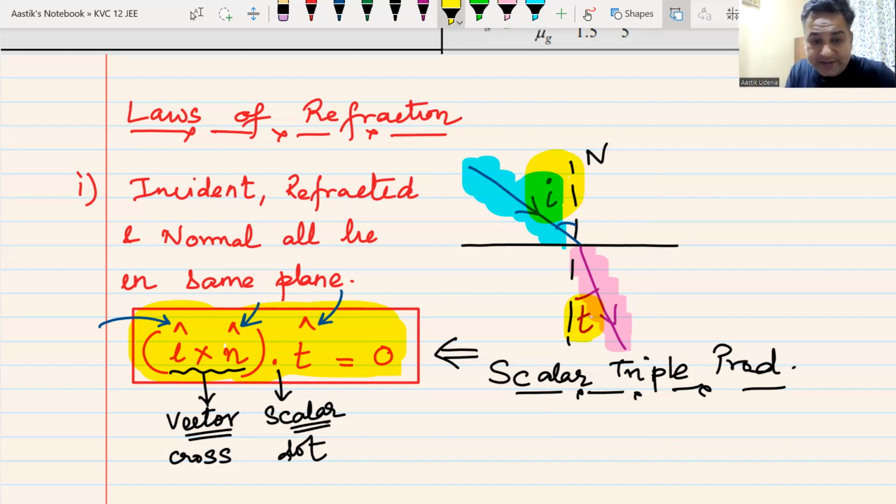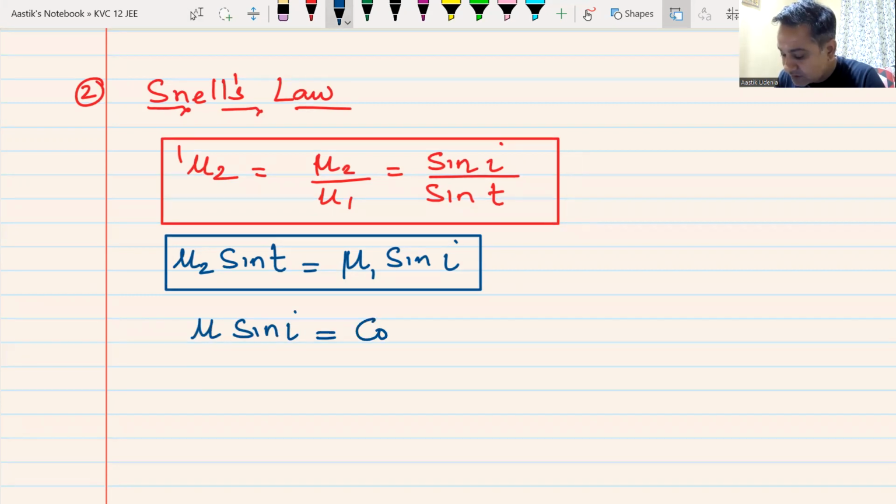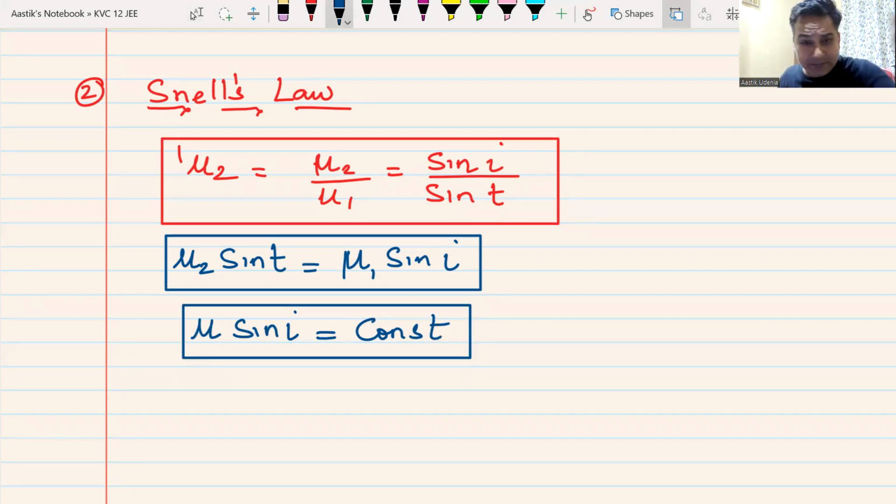So instead of writing it like this, mu2 into sine T is mu1 into sine R, I can write it like this. Oops, wrong color, and I hate using wrong colors. I can write like this: mu multiplied by sine of I is a constant. Do we understand this? So you multiply the mu of the medium by the sine of the angle that it makes with the normal, and that mu into sine I will be constant. Yes or no? So either you call it in this way, or this way, or this way, you are referring to the same thing. Yes or no?